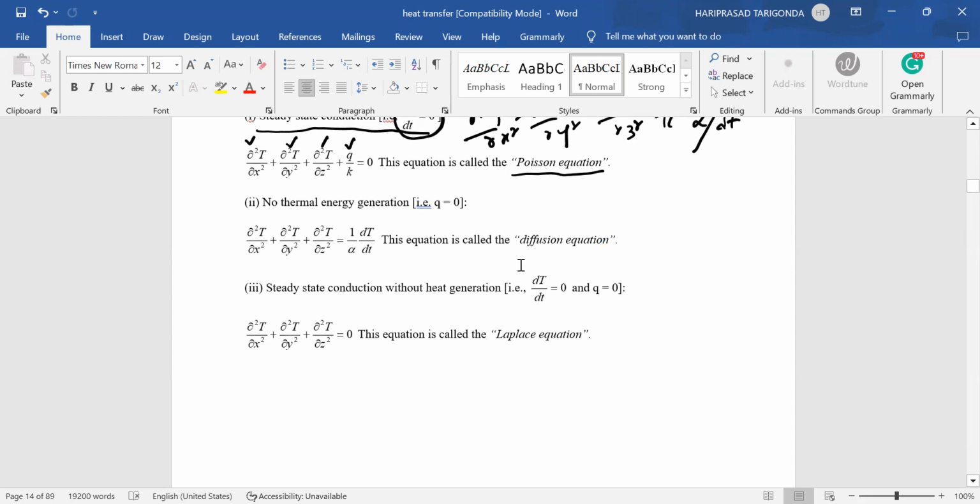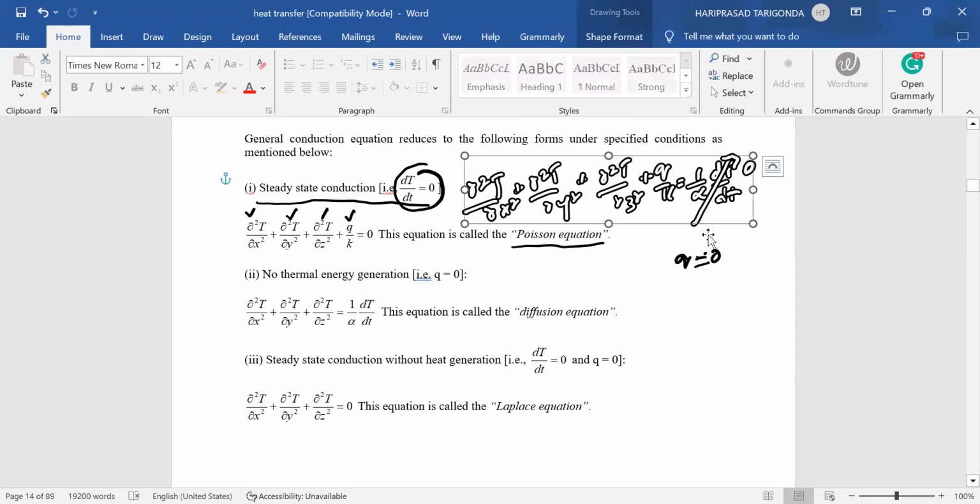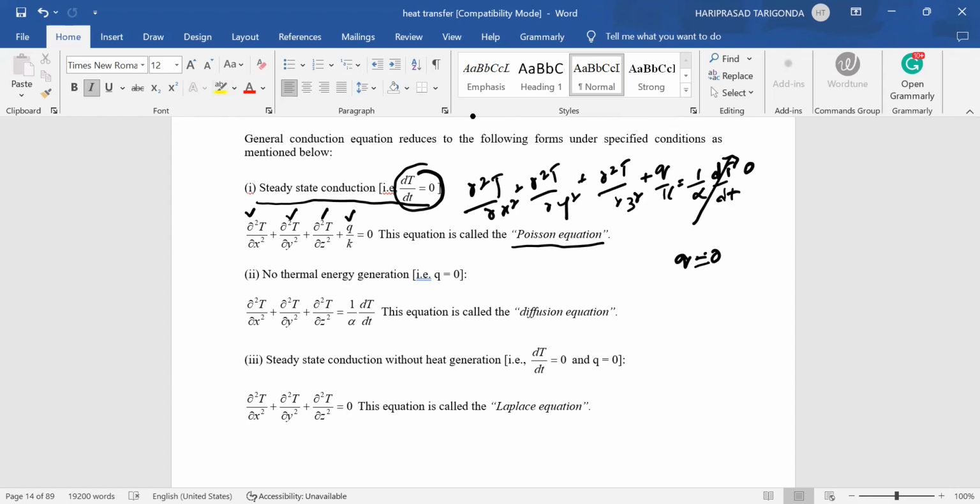Next, if there is no internal heat generation in the element, the value of q will become 0. When q becomes 0, this total term becomes 0, and the time term will be there as it is. The final simplified expression will be ∂²T/∂x² + ∂²T/∂y² + ∂²T/∂z² = (1/α) ∂T/∂t. This equation is called the diffusion equation.